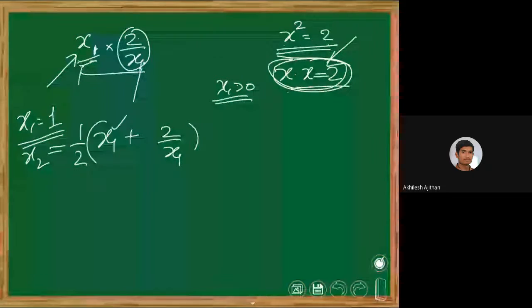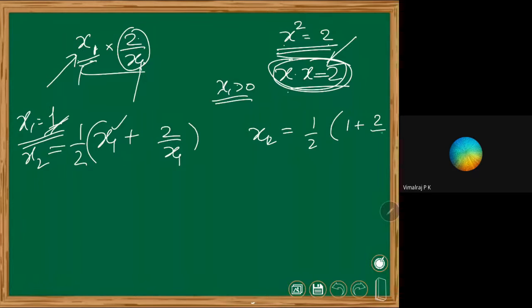You have not noticed this? It's available everywhere, even from the old Greek. So once you start with x1 = 1, what will be x2? What should x2 look like? Half of 1 plus 2 by 1. It obviously shrinks. Then using this x2, again you do the business.